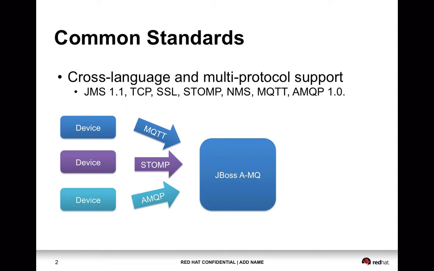AMQP is a more complex protocol because it's been created for a more enterprise level, so it can support different mechanisms in messaging, such as publish and subscribe, request and response, even store and forward. And so there are many things that you can play around with in AMQP. So we're going to use the three protocols in our demo.